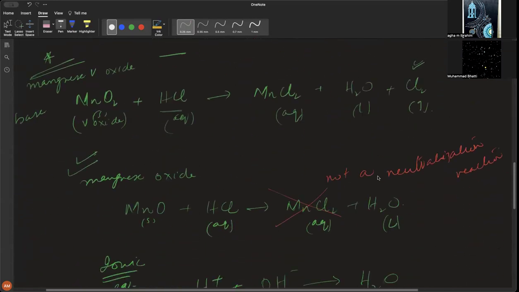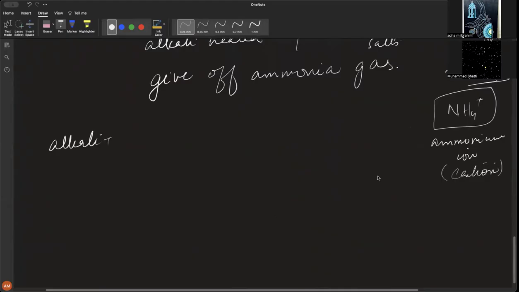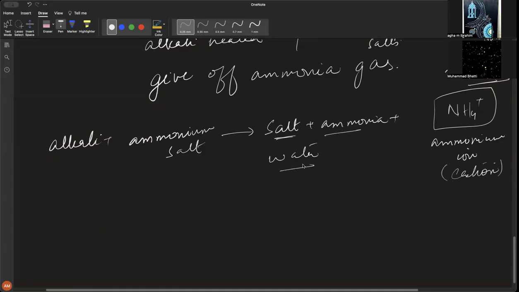Properties of alkalis, right? So when alkalis react, the general equation that we have for this reaction is alkali plus ammonium salt is going to give you the salt plus ammonia plus water. Salt, ammonia, and water.